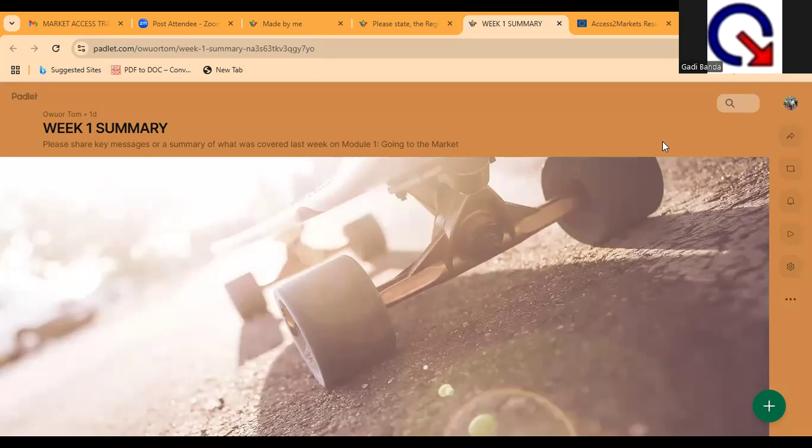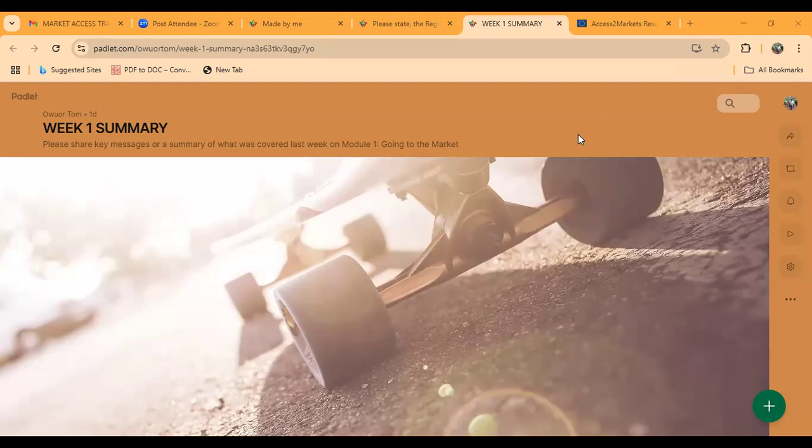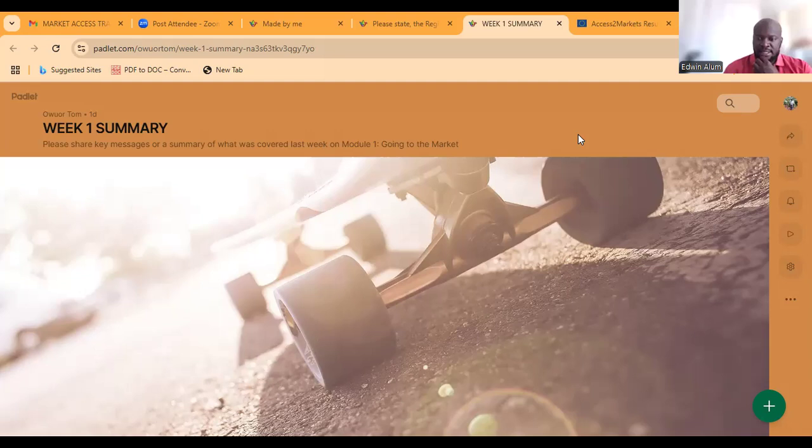Can you paste it again, please? Are we seeing the Padlet link? Yes, we can see the link, but it's not working. I think the one you pasted on slide number 3 is half. It's not the full link.